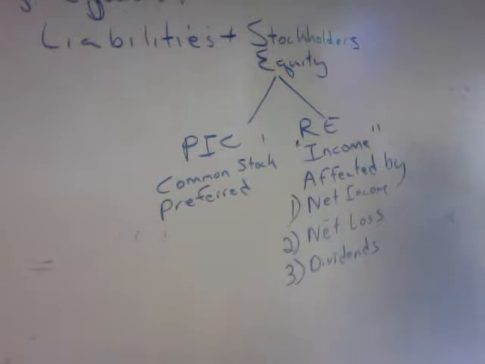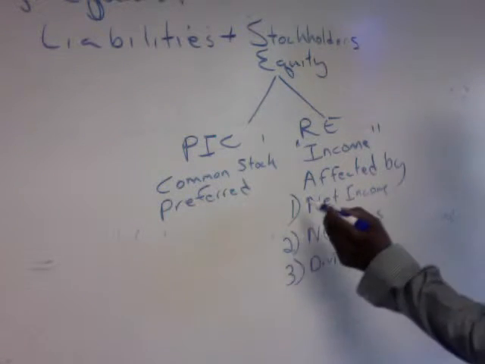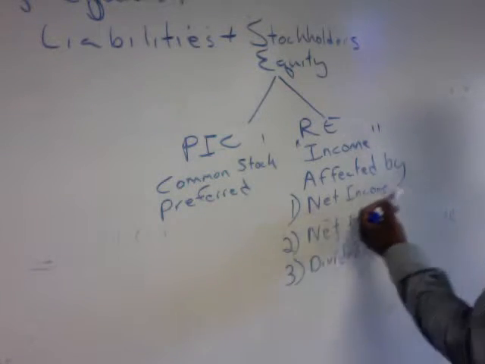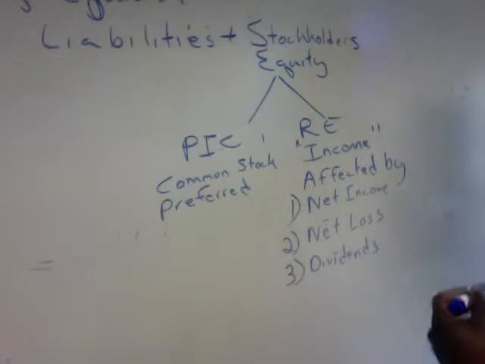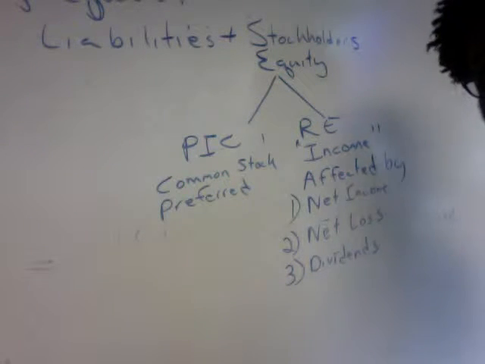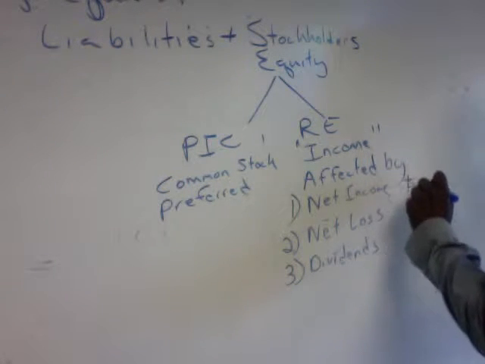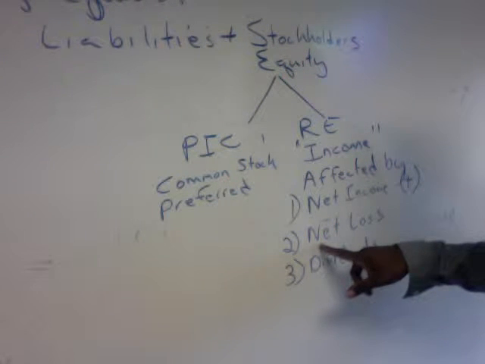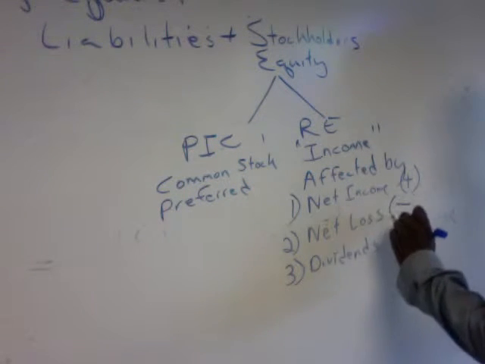Now, in order for something to be affected, class, it has to either affect it positively or negatively. We know that retained earnings by definition is income. So if we have income for a period, if our revenues exceed our expenses for a period, our retained earnings should do what? It should increase. Very good. If we have net losses, meaning that our expenses are higher than our revenues, our retained earnings should do what? Decrease. Very good.